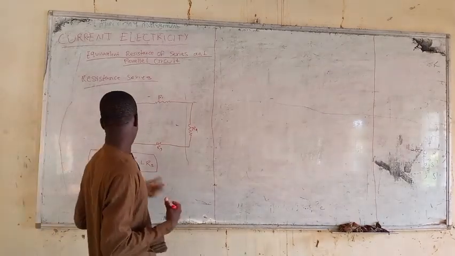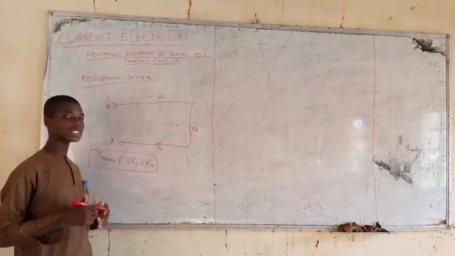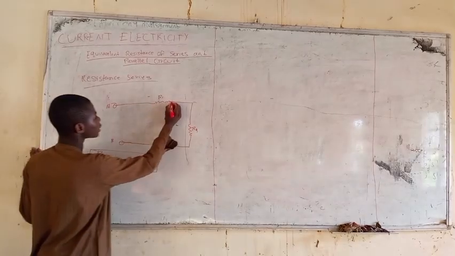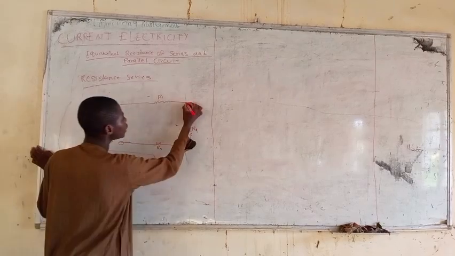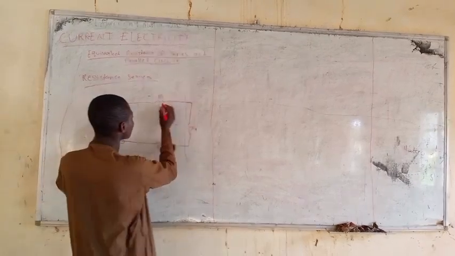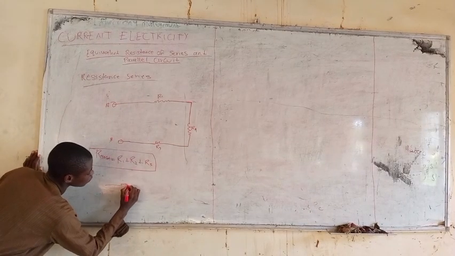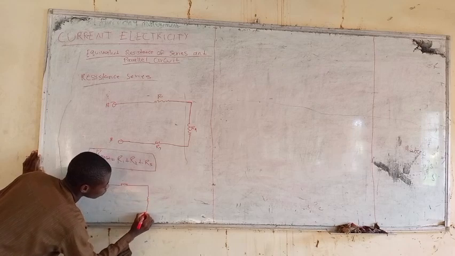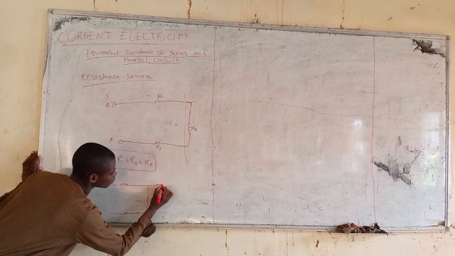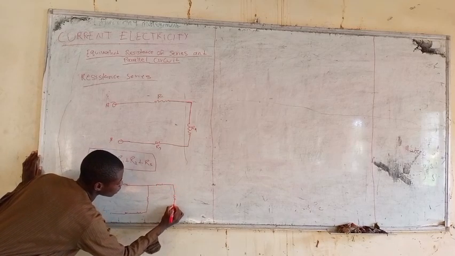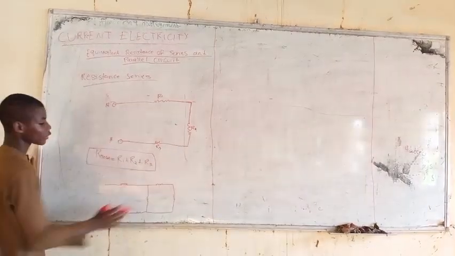Put this at the back of your mind: for any resistance in series, we are just talking about something in a straight line. You see that the circuit is starting from here to here, which means it's only one path. But let's say we have another circuit here, and another circuit here. So the difference between the first circuit and the second circuit is clear.